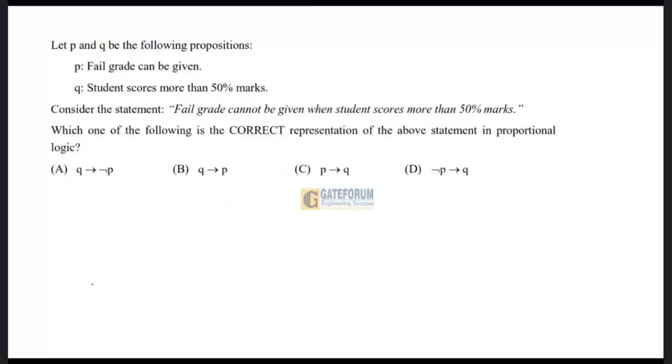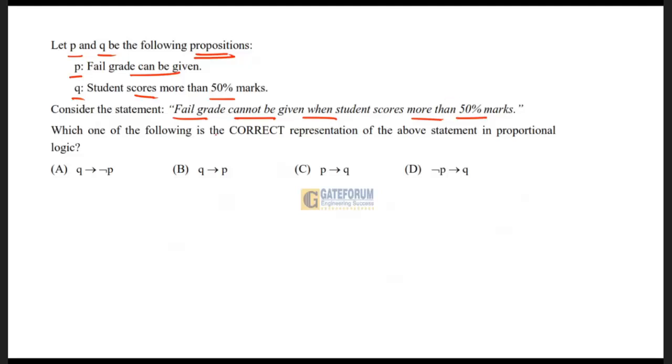The following question is asked from predicate logic, and this question was asked for 1 mark. The question is as follows: let P and Q be the following propositions. P is fail grade can be given, Q means student score more than 50 marks. Consider the statement: fail grade cannot be given when student score more than 50% mark. This is the statement given to us.